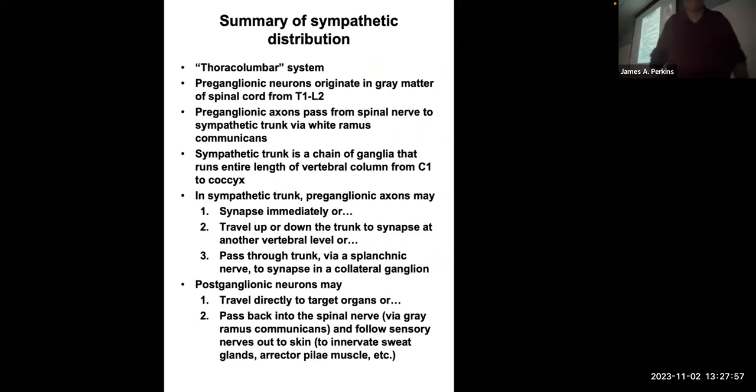So here's a summary of everything I just said. Oh, I did forget to mention that the sympathetic system is sometimes referred to as a thoracolumbar system because it involves all 12 thoracic levels of the spinal cord, as well as the first 2 lumbar levels. Preganglionic neurons originate in the gray matter of the spinal cord only from T1 to L2. And then we've got the 3 options, 1, 2, 3 down here, which talk about what happens to these preganglionic neurons once they get into the sympathetic trunk. Do they synapse immediately? Do they travel up or down? Or do they pass through into a splanchnic nerve?